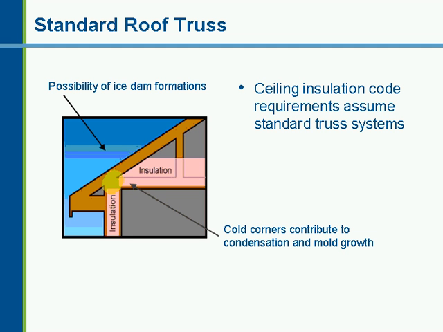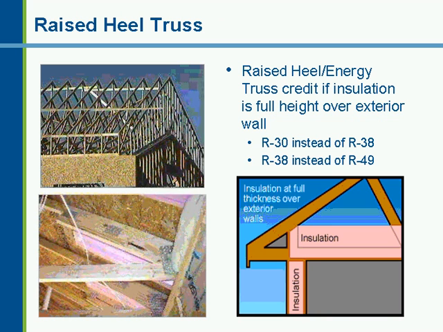If you use what we call an energy truss, sometimes a raised heel truss, that raises the rafters up enough such that you can get the full insulation thickness over those top plates, the code allows you to back off on the requirement for the thickness of the insulation. If the code normally would require R38, you can back off to 30. Where it requires R49, you can back off to 38 instead.